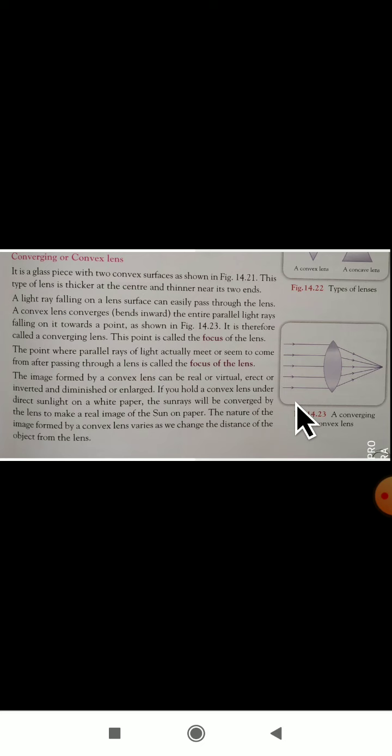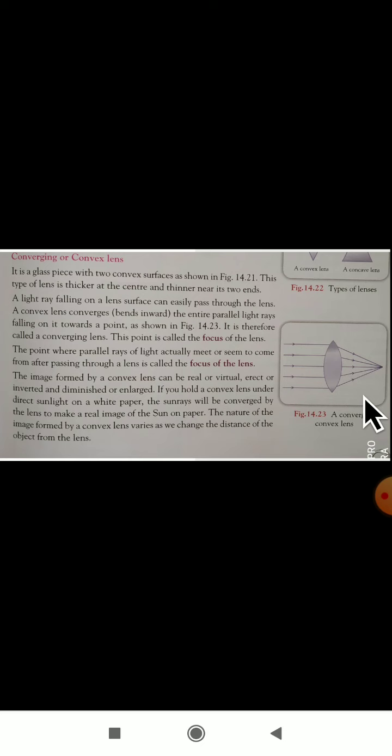See, the convex lens converges the entire parallel light rays. It will converge, that is, bend inwards, entirely parallel light rays falling on it towards a point. These are the light rays, and this is the point. You can observe this point, we are calling it the focus. The point where parallel light rays actually meet or seem to come from after passing through the lens is called the focus of the lens.